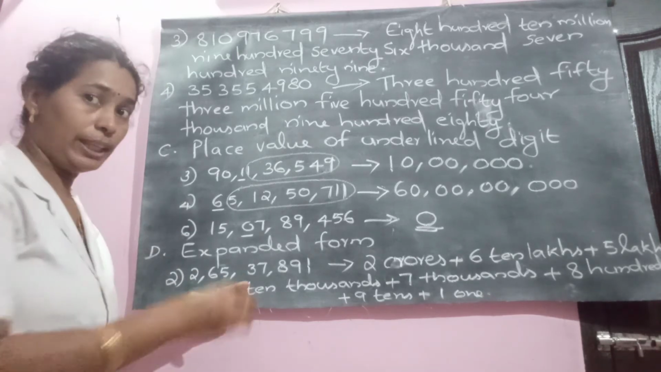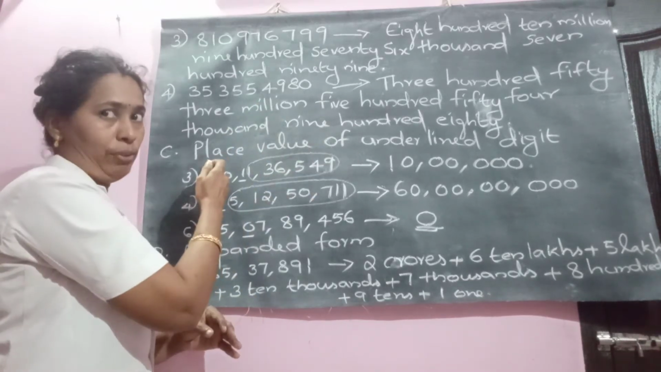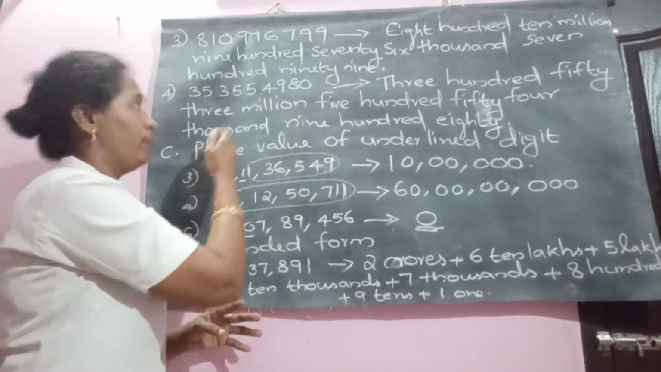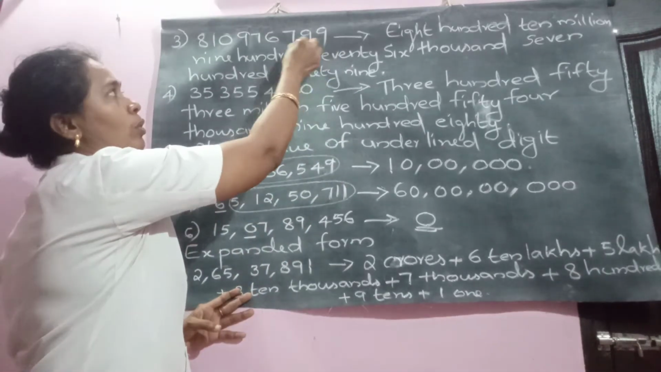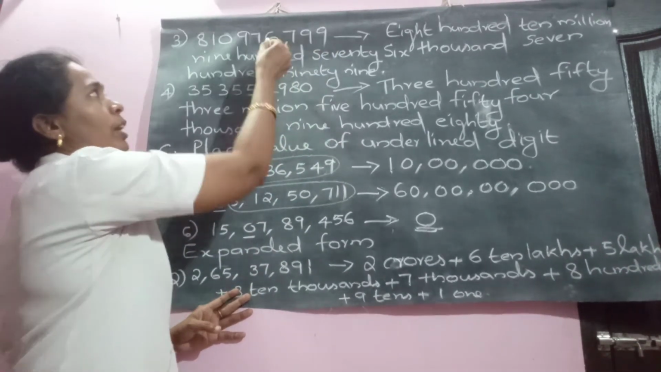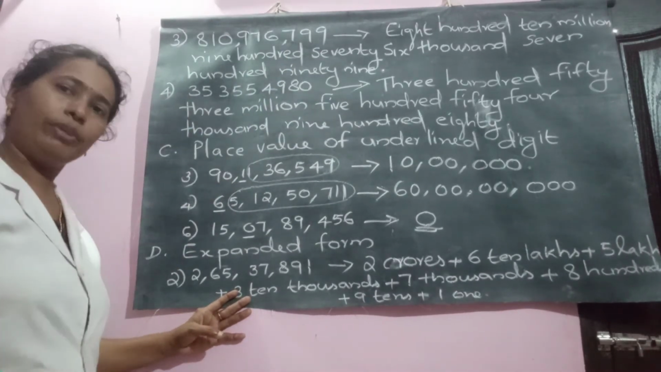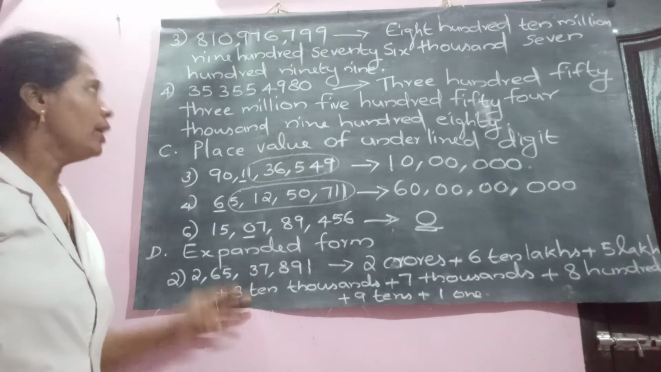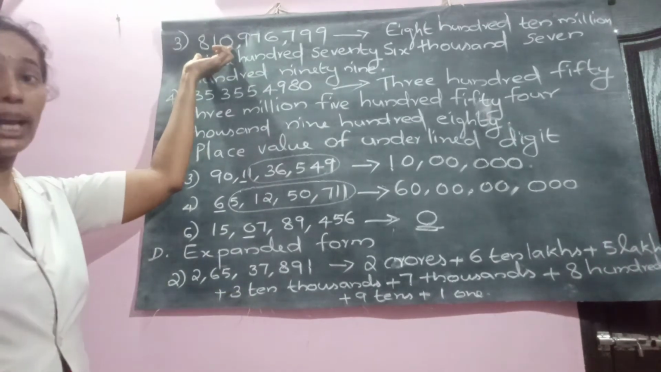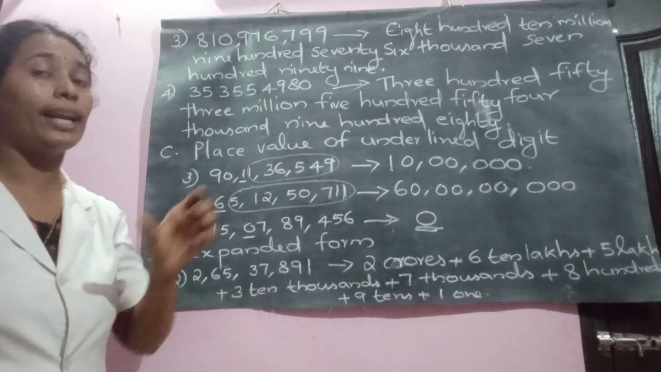So let us begin from our extreme right to left. 1, 2, 3. Place a comma. 1, 2, 3. Place a comma. Remaining numbers you leave. Okay. Finished. Now how to read? Read this together. 810 together how to read?